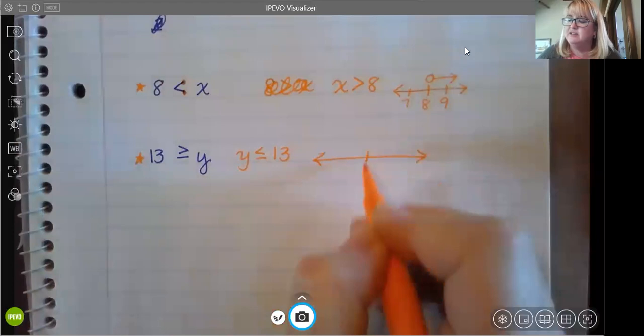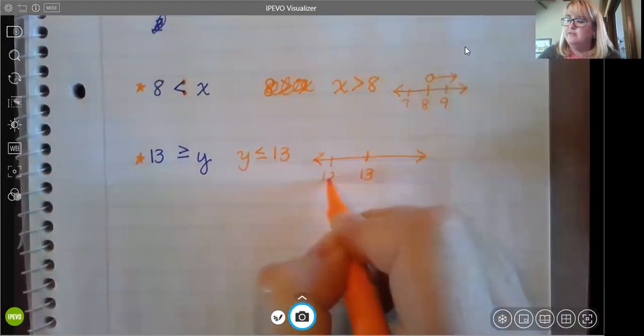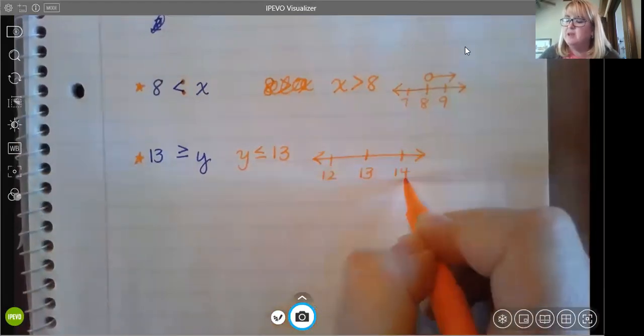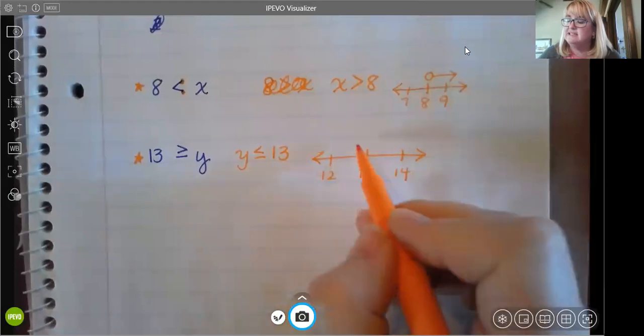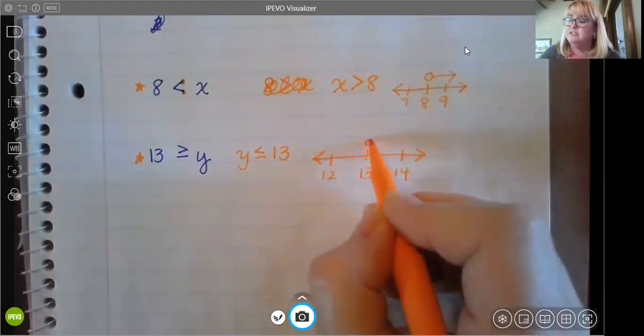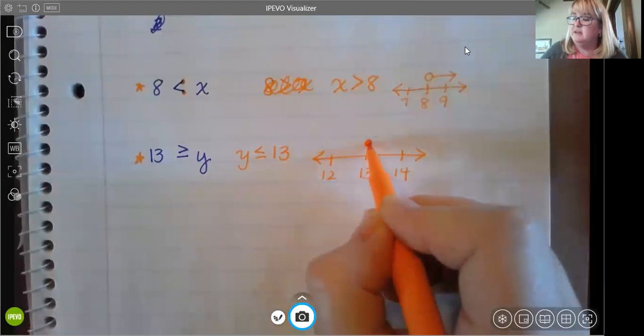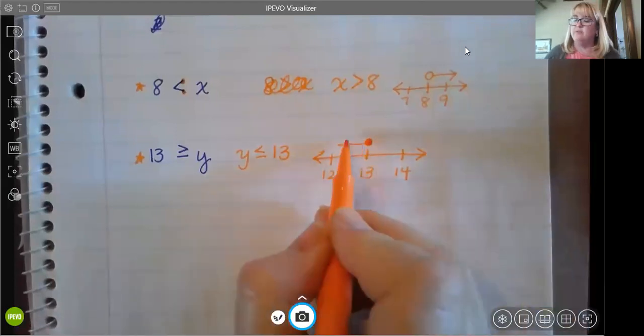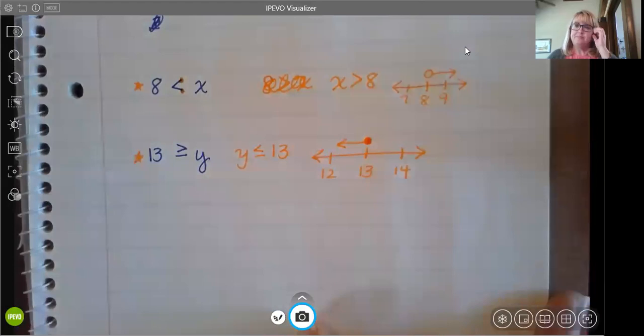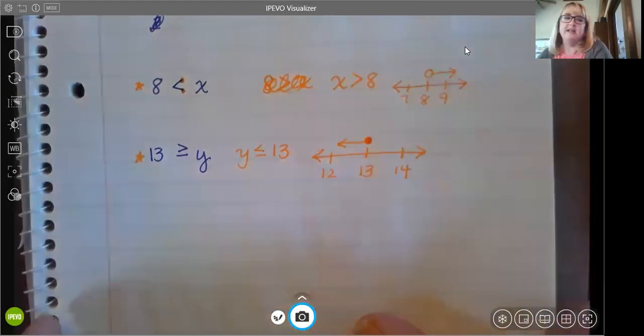So my target is 13, 12 and 14 on either side. All right, y is less than or equal to. We need to close the circle because we include 13, and then all the numbers less than or equal to go this way. All right, that was very quickly, the real quick lesson.